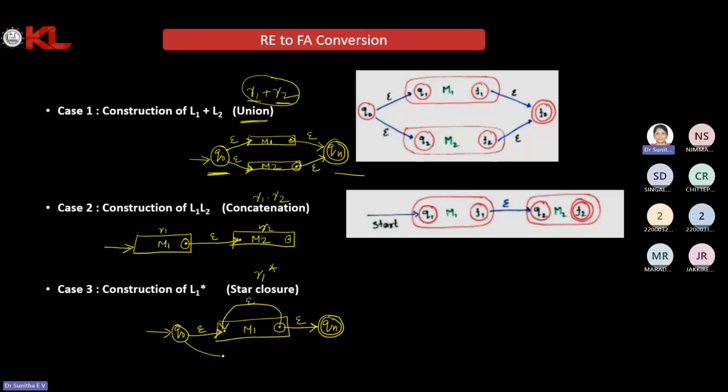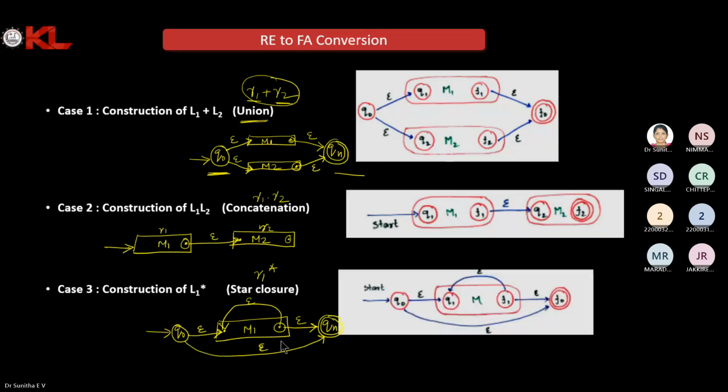Then connect this new initial state to the new final state using epsilon. So this many connections you have to make to implement a star closure.